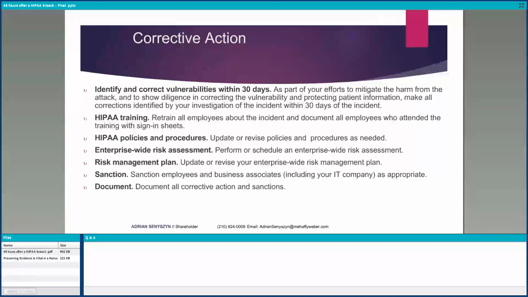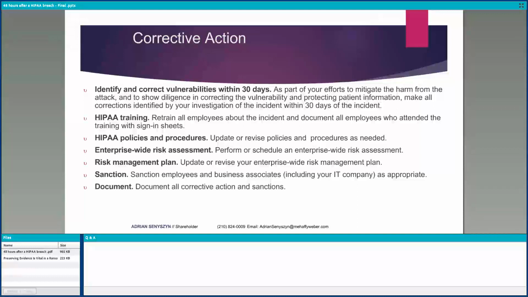The final thing we want to do, and we can start implementing this really as soon as possible, is corrective action. And part of our corrective action and mitigation is closing that door to information being able to leave our system. But we want to try to identify all of the vulnerabilities to our system and have them corrected as soon as possible and within 30 days. We also want to perform HIPAA training, update our HIPAA policies and procedures, get our risk assessment done or scheduled, and start updating our risk management plan.